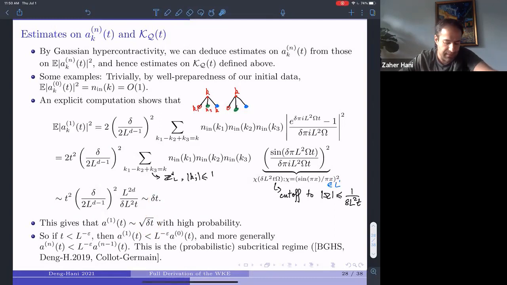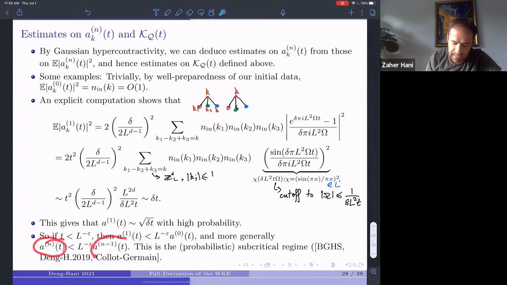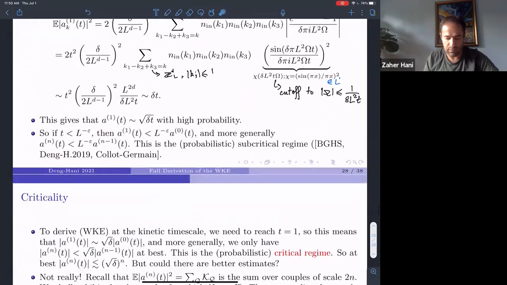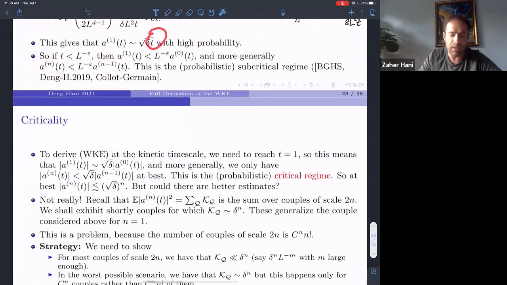So if t is less than L to the minus epsilon, if t was tiny, then I would get that the first iterate is bounded by the 0th iterate by a factor of L to the minus epsilon. And in general, I get that the nth iterate is bounded by the (n minus 1)th iterate by a factor of L to the minus epsilon. And this is exactly the probabilistic subcritical regime that we dealt with in previous works. So here we want to reach the time t equals 1, because this is what corresponds to reaching the kinetic timescale.